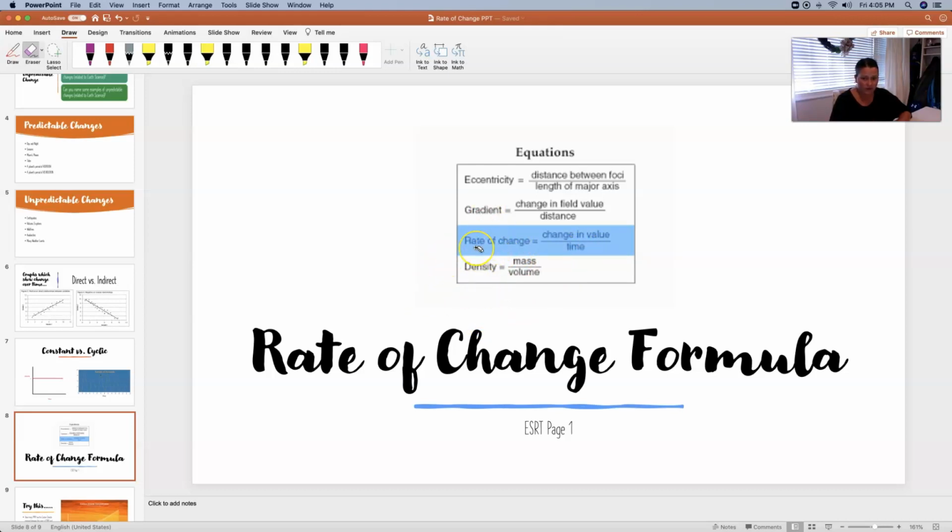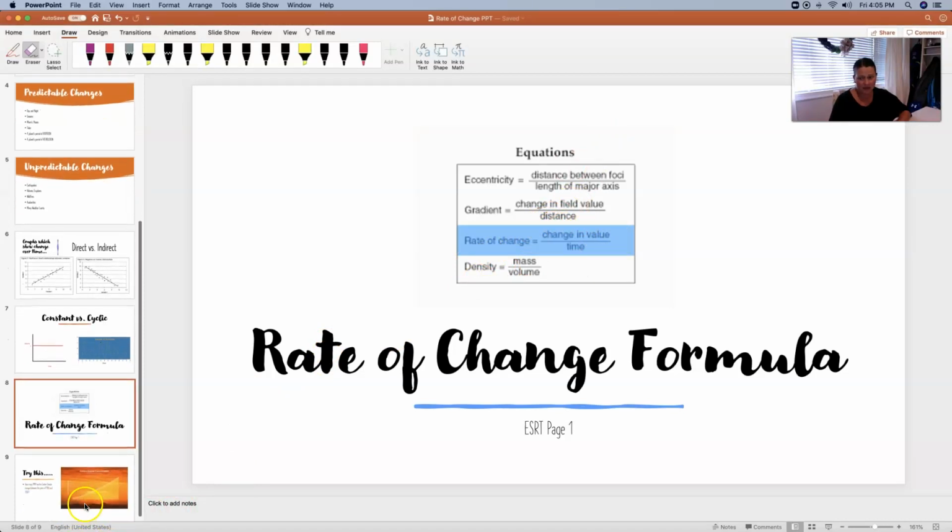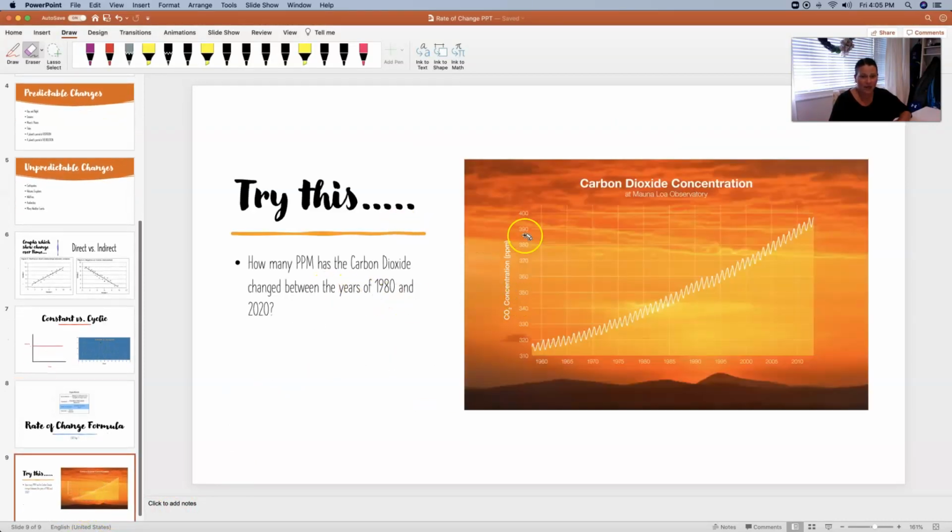And if you note, this rate of change formula says it's the change in value divided by time, right? Well, let's get this formula to work. Let's figure out how this formula works. So if I go to my next slide, and I think about that formula, rate of change is change in value over time. And I give you some data, right? Let's get to this next one. And I give you some data.